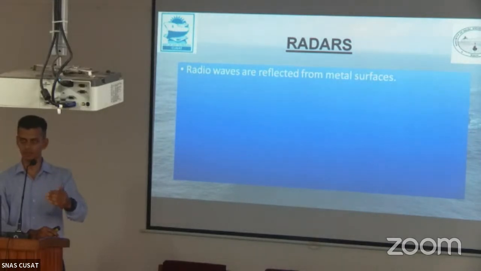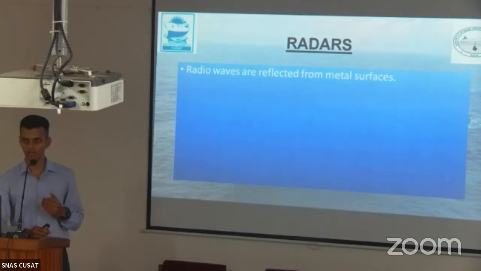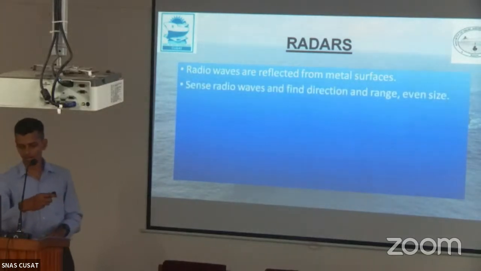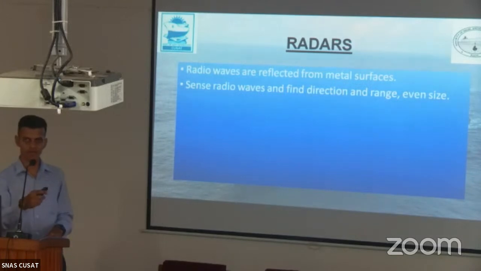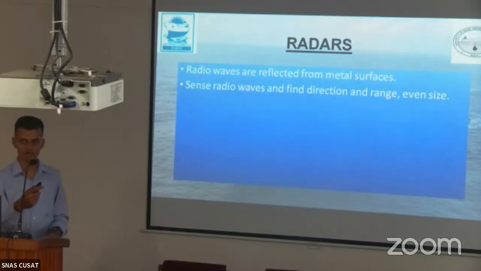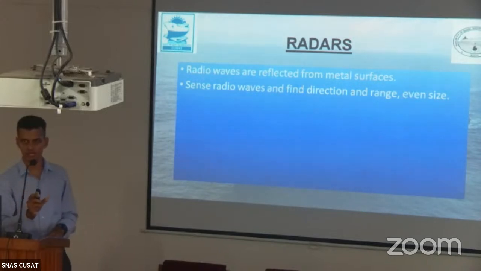If there is any metal object there, it will strike that surface and then it will come back. So I will detect the same radio waves that I had emitted before, and I will calculate the time it has taken so that I can get the direction and the range of the hostile threat. So after sensing the radio waves which have been reflected back from the hostile surface, we can find out that there is something hostile, suspicious going on in that particular region.